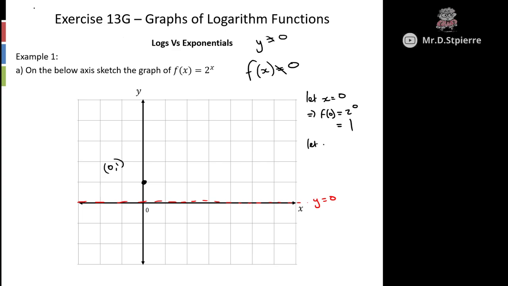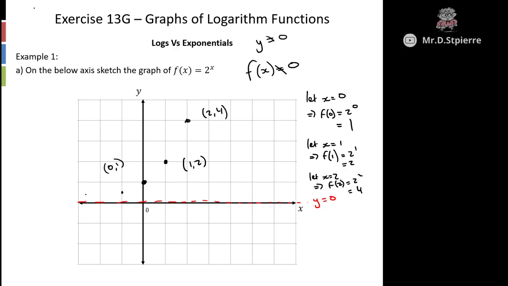Okay, so let's let x equal 1. It follows that f of 1 is equal to 2 to the 1, which is equal to 2, which is there. And then we'll let x equal 2. So we get f of 2 is equal to 2 squared, which is equal to 4. So up there. And then if we did -1, we'd get a half there to start with. So we get 1, 2, and we get 2, 4.